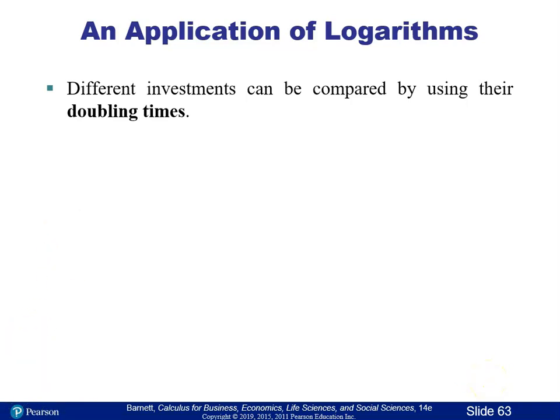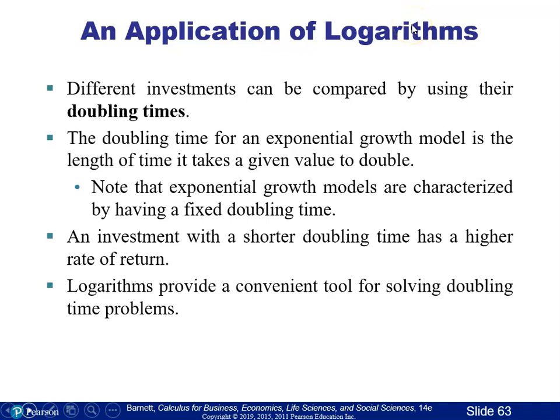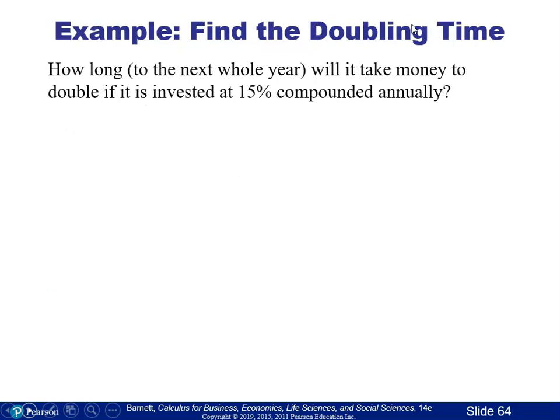Okay, sometimes we need to use logarithms to compare doubling times and even to find doubling times. And that's important because obviously an investment with a shorter doubling time has a higher rate of return, and these logarithms can be helpful in finding that. So let's look at this example. How long to the next whole year will it take money to double if it's invested at 5% compounded annually?